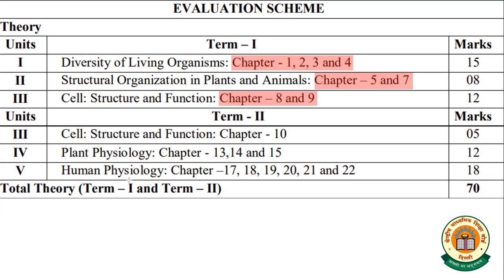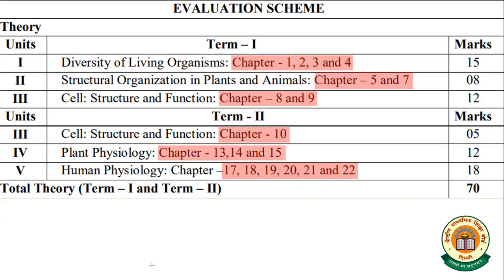In term 2, you have to cover chapter 10 from the unit of cell structure and function, chapter 13, 14 and 15 from plant physiology, and chapter 17, 18, 19, 20 and 21 from human physiology. And that's how a total of 70 marks is contributed to the board examination from the theory part.